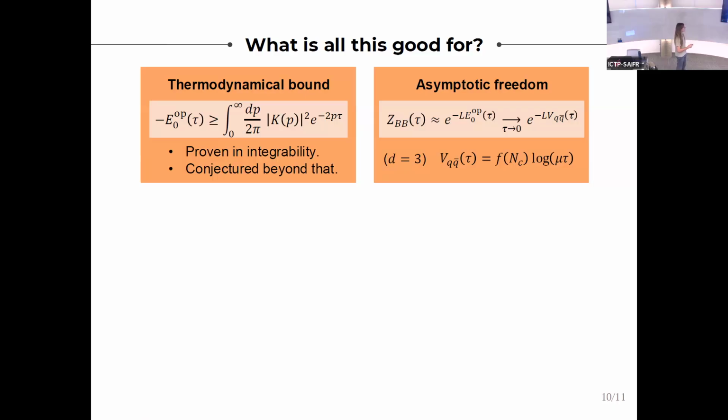But okay, the other thing I've told you is that the asymptotic freedom controls the UV behavior of the cylinder partition function.